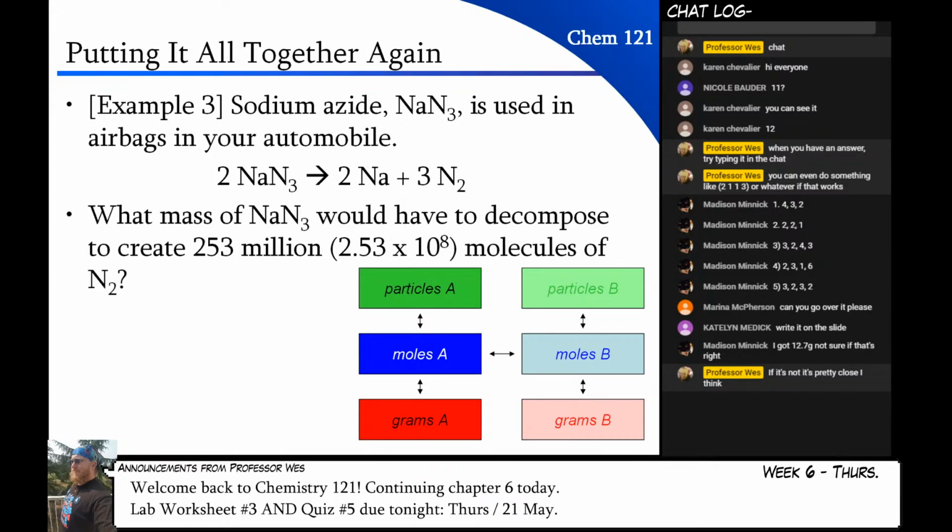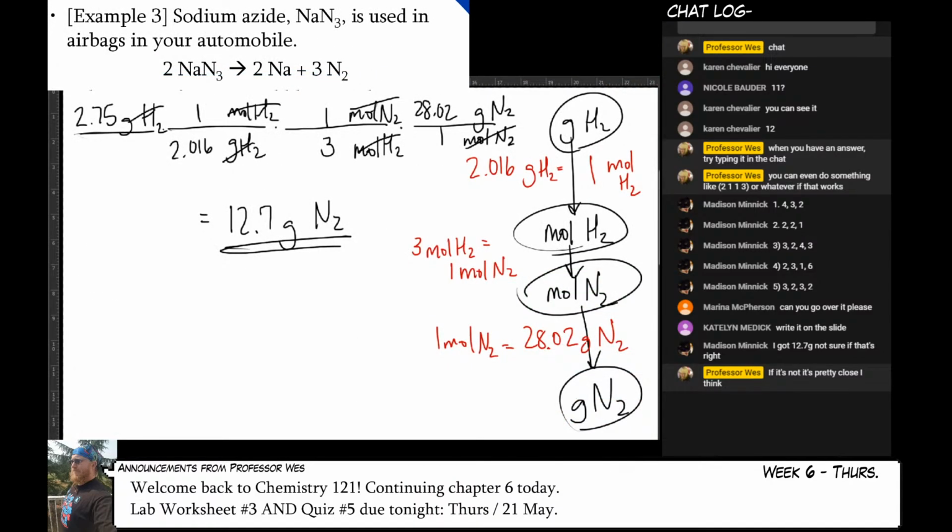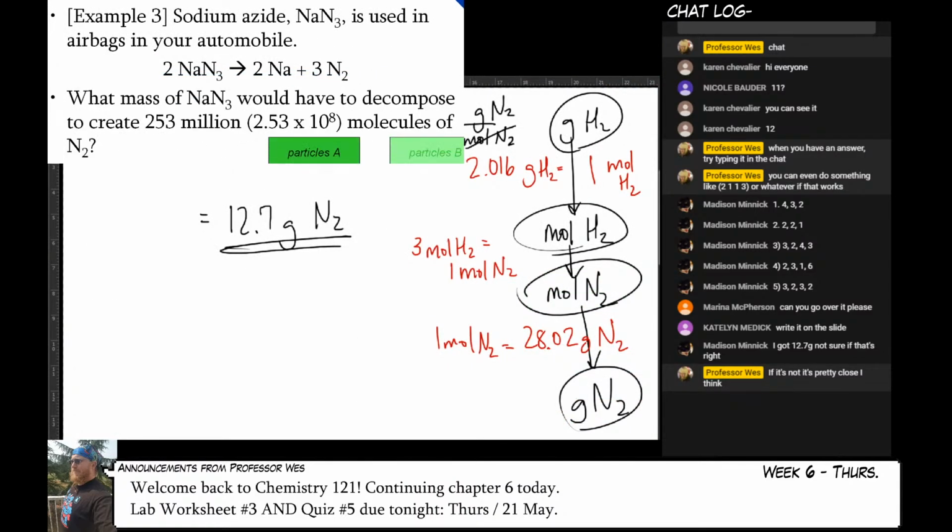So my question here is, what mass of sodium azide would have to decompose to create 253 million molecules of N2? Now, that's a big number, it looks like, but for this problem, it turns out that's rather tiny, because, as we'll see, we're going to get a very small number. So I'm going to do this problem with you, and then I believe we'll just get to the practice problems at this point. So let's do this.